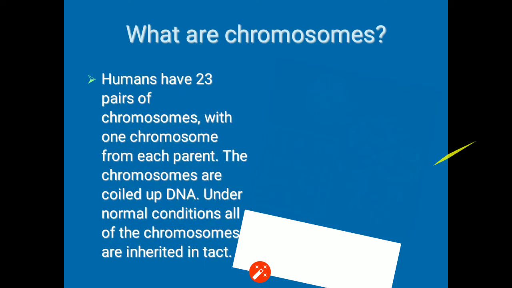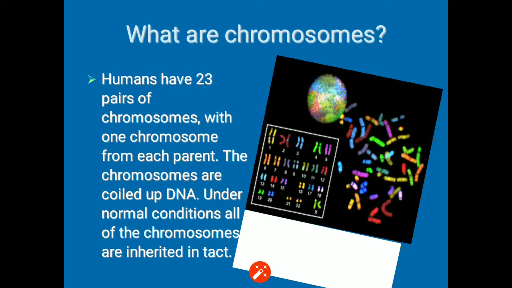Now about the chromosomes. Humans have 23 pairs of chromosomes with one chromosome from each parent. That means 22 pairs of autosomes, and the 23rd pair is the sex chromosome. The chromosomes are coiled up DNA. Under normal conditions, all of the chromosomes are inherited intact. That means in the normal condition, we do not see cases of genetic disorders, either an addition of an arm of the chromosome, or loss of a chromosome, or gain of a chromosome.